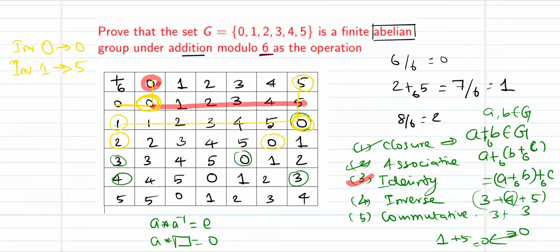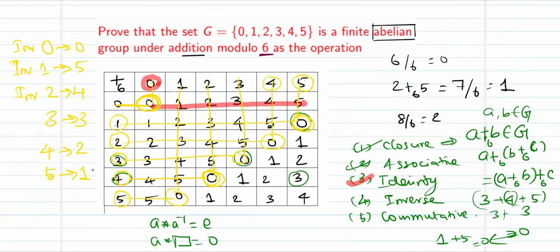2 added, addition modulo with 4 gives you 0. So what is going to be the inverse of your 2? Inverse of 2 is going to be 4. Next, 3 with what gives you 0? 3 with respect to 3 gives you 0. So inverse of 3 is 3. 4 with what gives you 0? 4 with 2 gives me 0. So inverse of the element 4 is going to be 2. And 5 with what gives me 0? 5 with 1 gives me 0. So inverse of the element 5 is going to be 1.